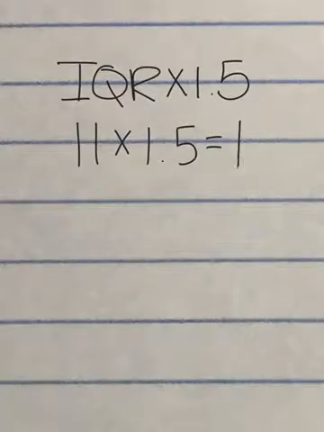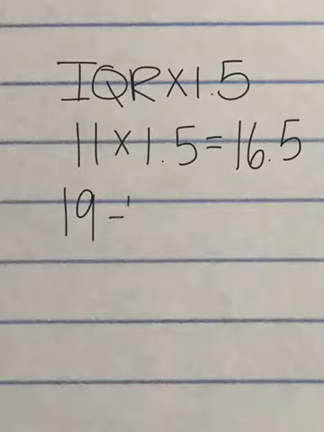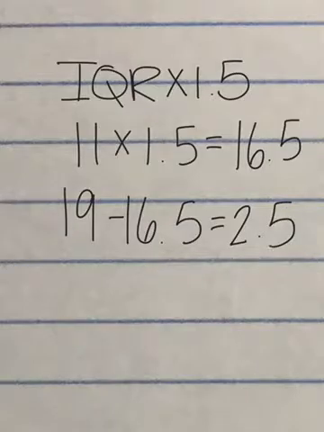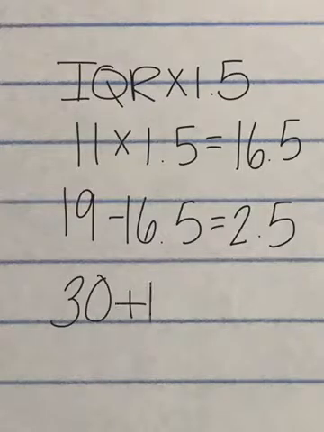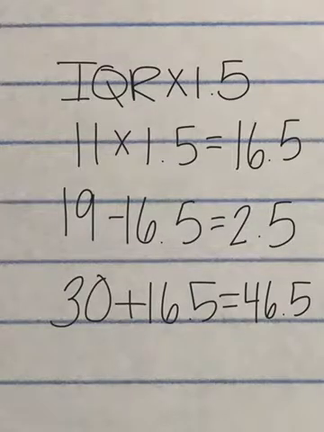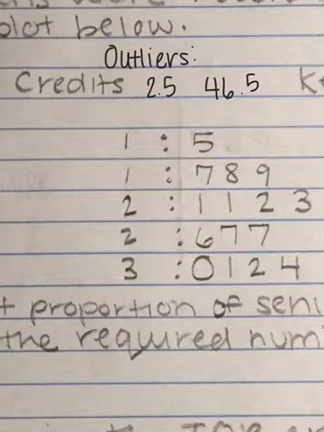To determine outliers, we're going to take the IQR, which is 11, and multiply it by 1.5. And for this, we get 16.5. So we're going to subtract 16.5 from the Q1, which is 19. So 19 minus 16.5 equals 2.5. And then we're going to add this to Q3, which is 30. So 30 plus 16.5 equals 46.5. And if we compare this to our stem and leaf plot, we can see if there are any outliers. So our outliers are 2.5 and 46.5.